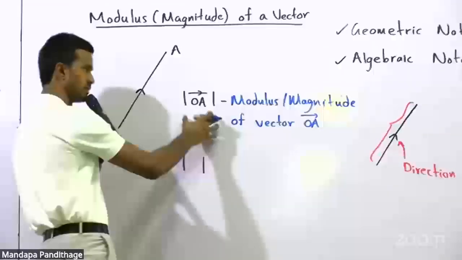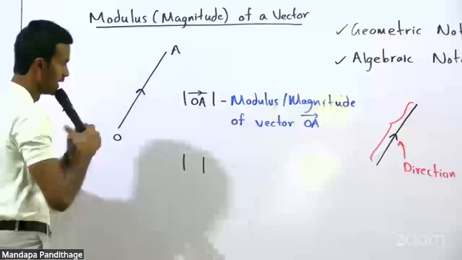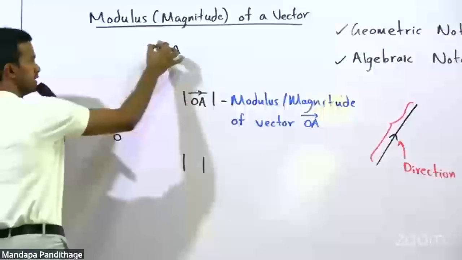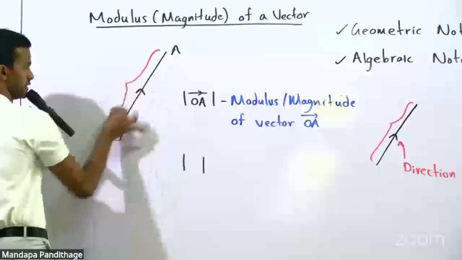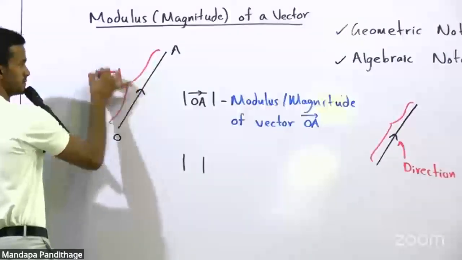Okay, so same thing, the modulus. It's denoted in this way. It's the length of this line segment. If you consider the length of this line segment, it is the modulus of OA.